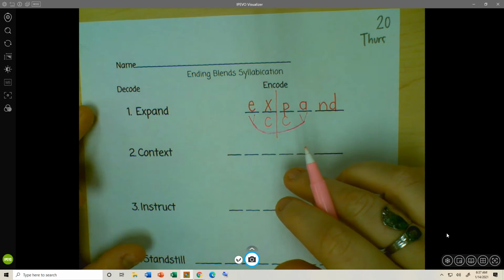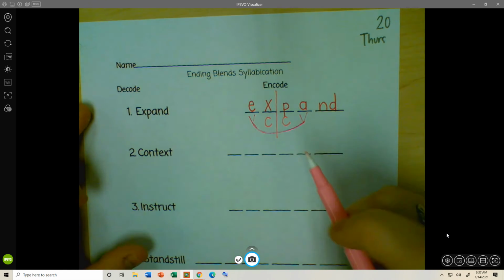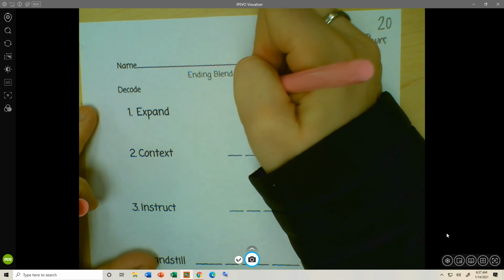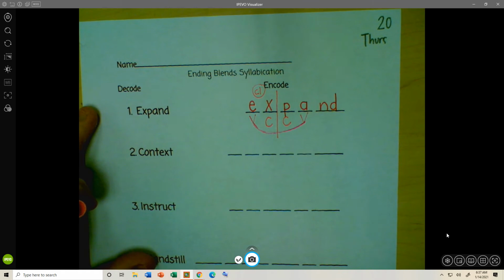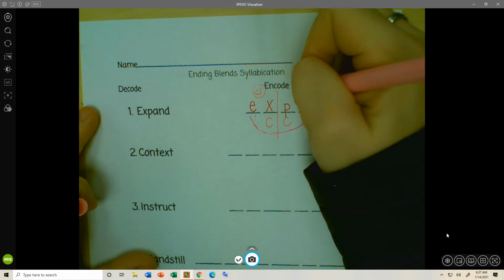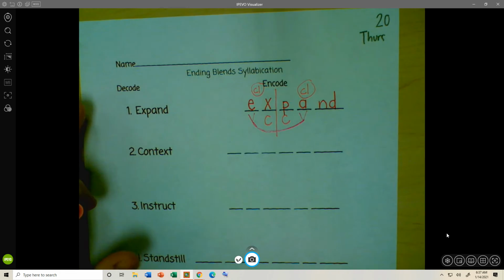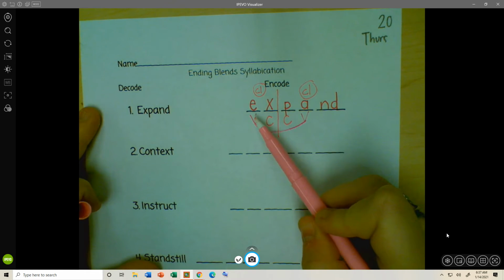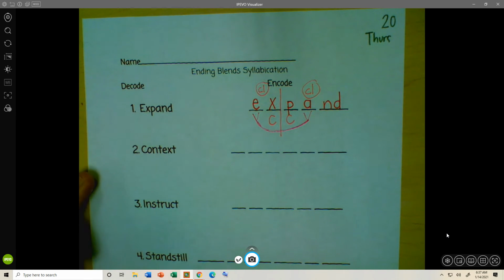Now, we can't forget open and closed syllables. The first syllable ends in a consonant, so it's closed. Our second syllable ends in a consonant, so it's also closed. So if I were going to read this word, I would have expand. Expand means to stretch.